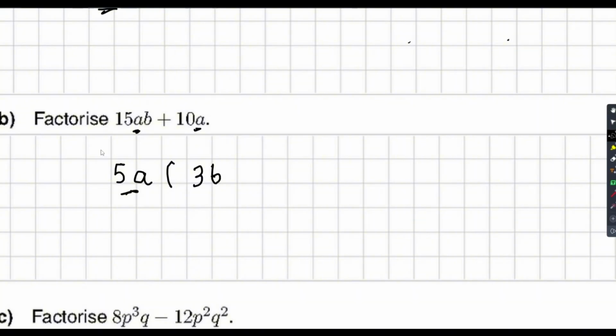Then we do the second thing, 5a by what will give me 10a? Again, what do we have to do to 5 to get to 10? We have to multiply by 2. The a we already have, so that's it, plus 2. And again, that is fully correct. And if you want to check your answer, just multiply out 5a by 3b, 5a by 2, and we'll get back to where we started.